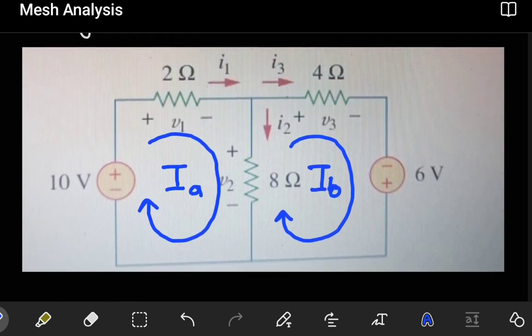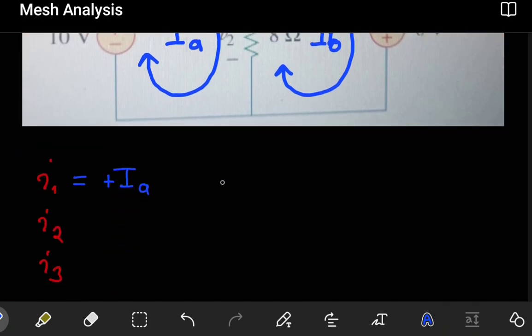The other thing that we want to see here is that IB does not interfere with I1. They don't interact at any point. So we won't relate I1 to IB. It will only be IA.